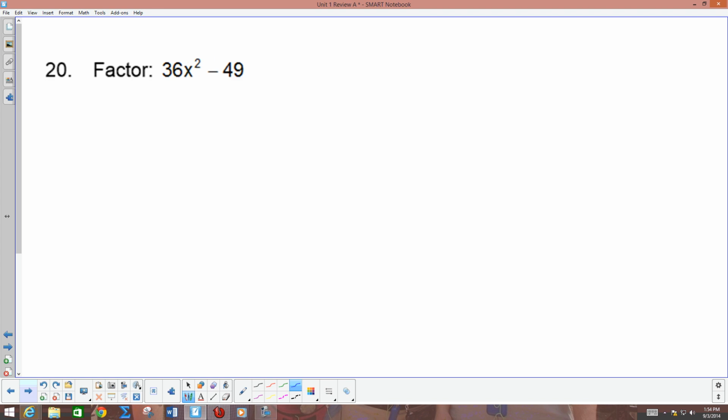And then here we're going to factor this. I recognize that I have a perfect square, perfect square, perfect square. 36 is a perfect square, x squared is a perfect square, 49 is a perfect square, and this is a difference. That is a subtraction. So I can factor this pretty fast as a difference of 2 squares, which is 6x plus 7 and 6x minus 7.